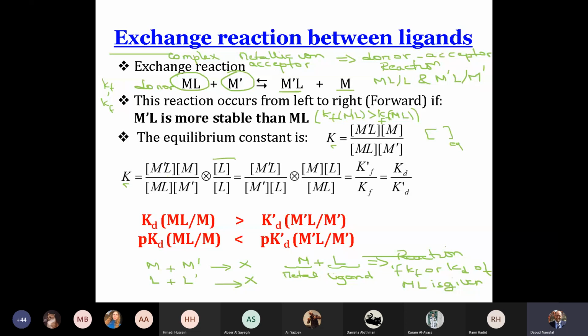I multiply by the ligand L in the numerator and the ligand L in the denominator. So M times L divided by ML is 1 over Kf. Don't forget that Kf of ML equals ML divided by M times L.